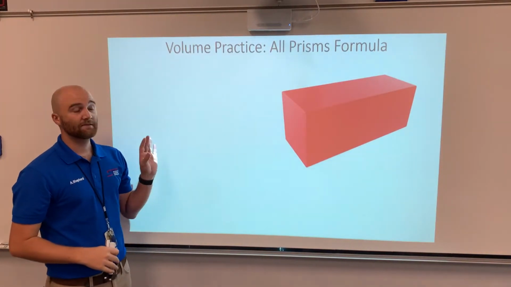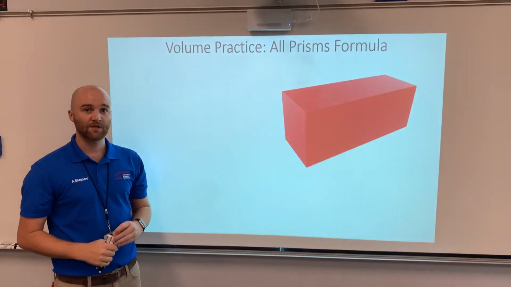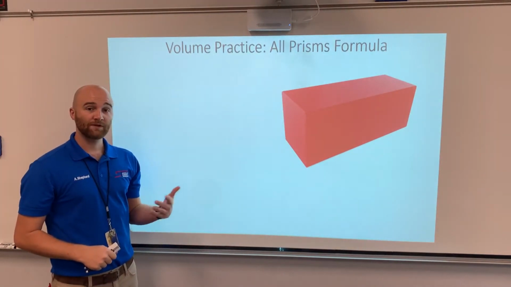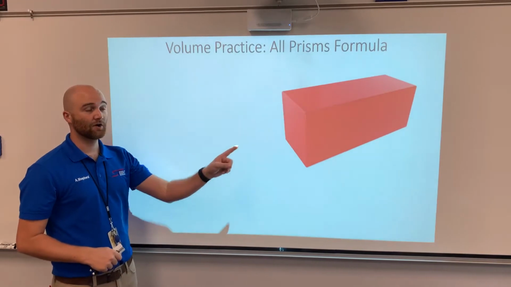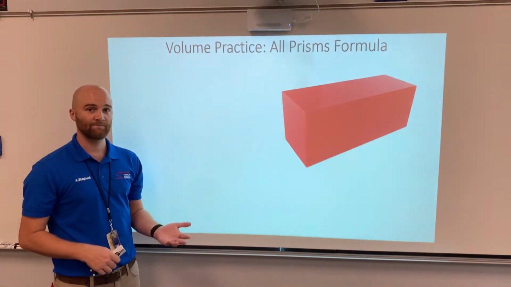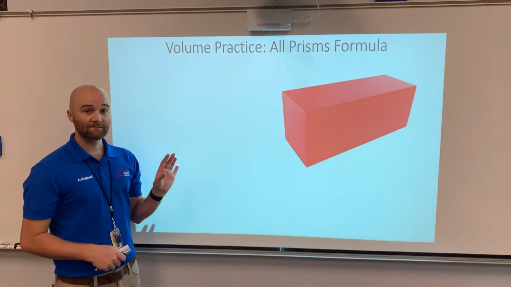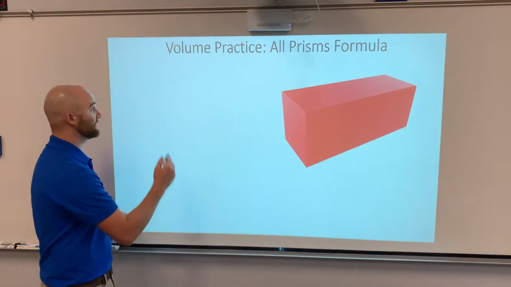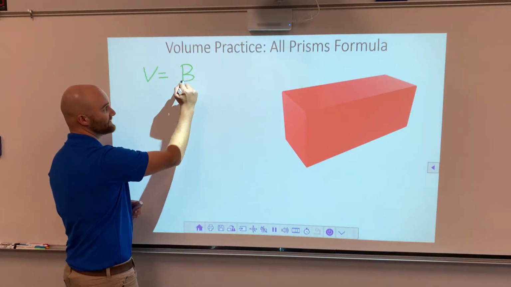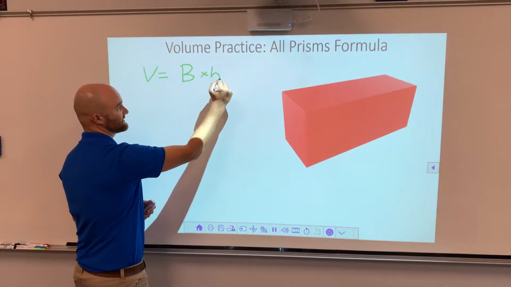Today I'm going to show you how to find the volume of a rectangular prism using the formula for all prisms. Previously we've talked about how to find the volume of a rectangular prism using the rectangular prism formula, but instead sometimes we might use this formula. The volume is equal to the area of the base times the height.